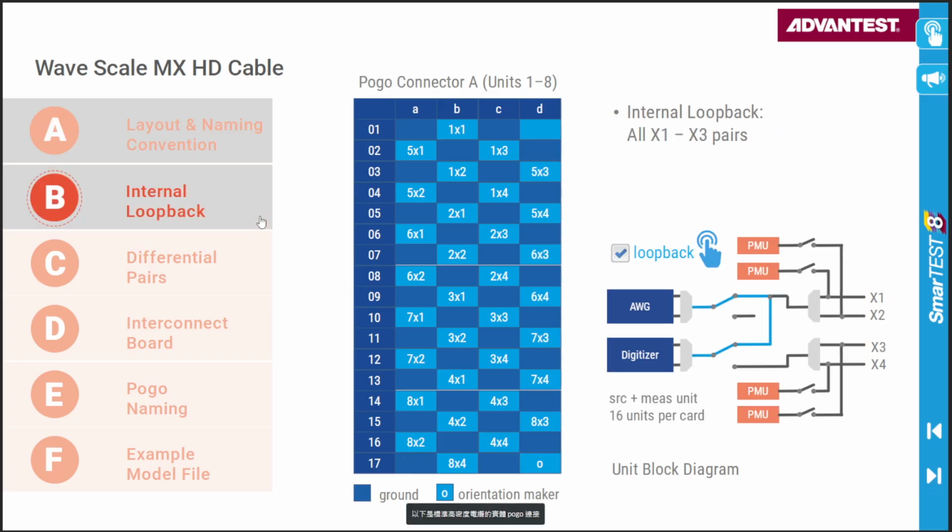Here are the physical Pogo connections for the standard high-density cable showing the internal loopback connections. Even though the loopback is internal, it is linked to the Pogos and signal names defined in the DUTboard file. Click the checkbox to turn loopback off and on.